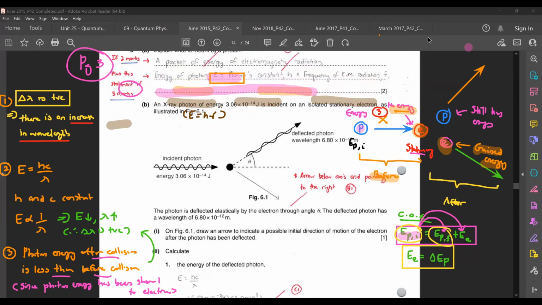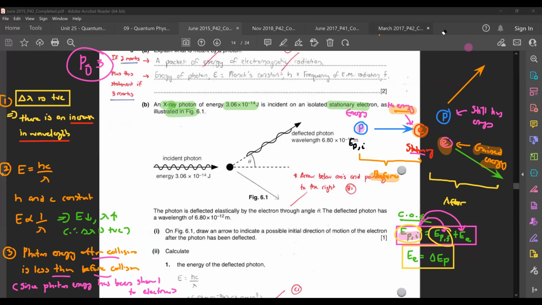Then you move on to B. So if you just move on to B right now. For part B, they tell you that you now have an X-ray photon of energy 3.06 times 10 power minus 14 joules that is incident on an isolated stationary electron as illustrated in figure 6.1.